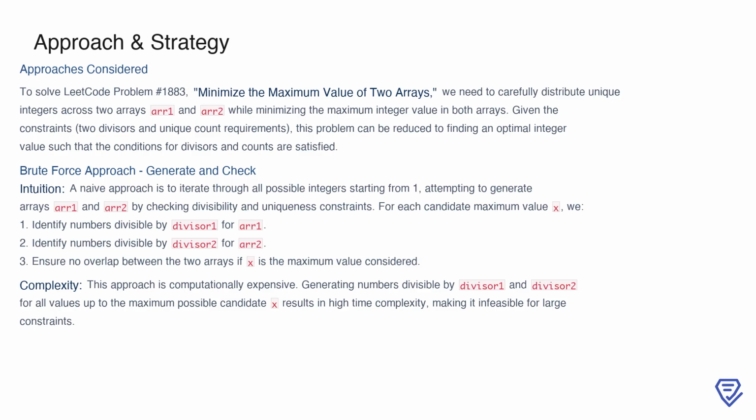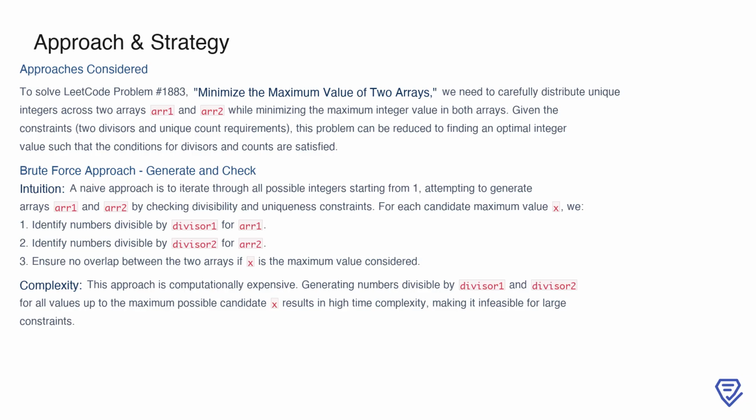One straightforward way to approach this is through brute force. The brute force method involves iterating through all possible maximum values, starting from 1, and checking if we can construct the arrays for each candidate maximum value. For any given maximum value x, we determine the numbers that are divisible by divisor1 for ARR1 and those divisible by divisor2 for ARR2. A crucial step is ensuring that these arrays remain distinct, meaning no overlap between the two.